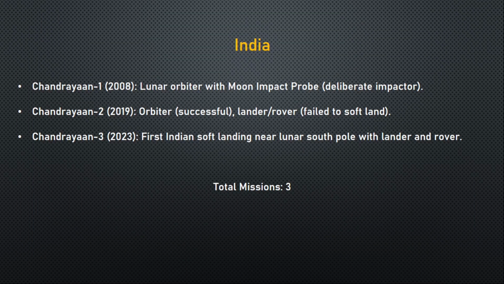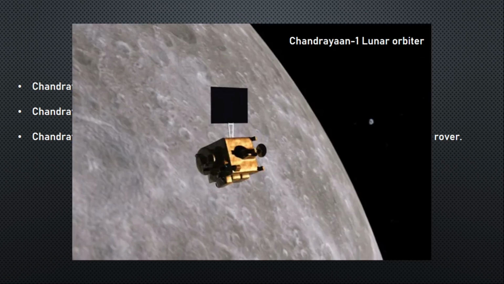So India got in 2008, a lunar orbiter with a moon impact probe. It's a deliberate impactor. That's in 2008, sorry. Then we have 2019, they had a lunar mission, but the lander failed to soft land, but the orbiter was successful. We have Chandrayaan-3, the fifth Indian soft landing, near the lunar South Pole with a lander and rover. So in total, they have 3 missions. So here are the pictures.